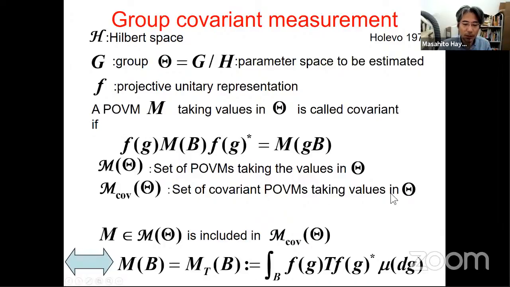Taking values in theta. So in this case, if the measurement satisfies the covariant condition, then there exists a positive operator T such that M(B) is defined by this. So by using the positive operator T, that measurement is described in this way. This is the famous result.